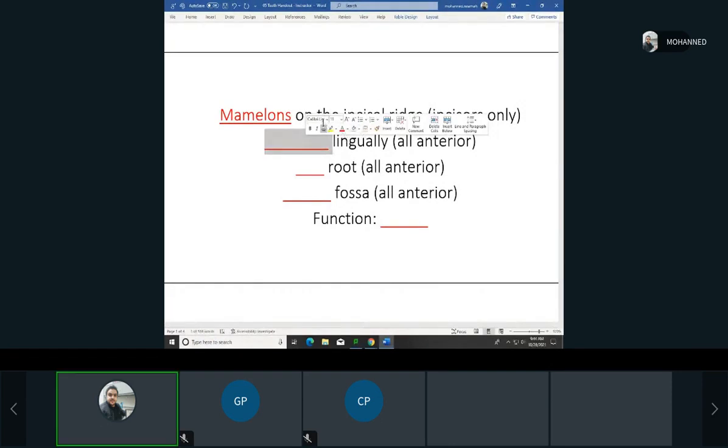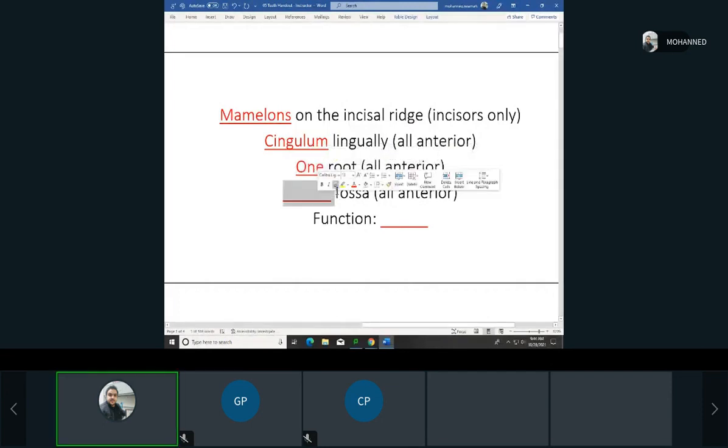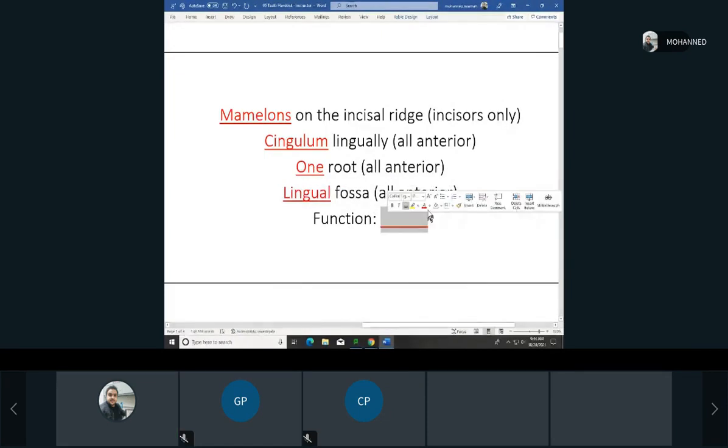What do we have on the lingual side? Cingulum, right? How many roots? One. We have a fossa where? Lingual fossa, right? And the function of incisors? Cutting, exactly.